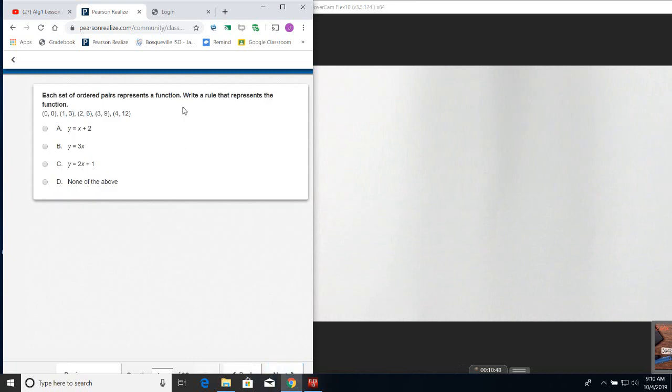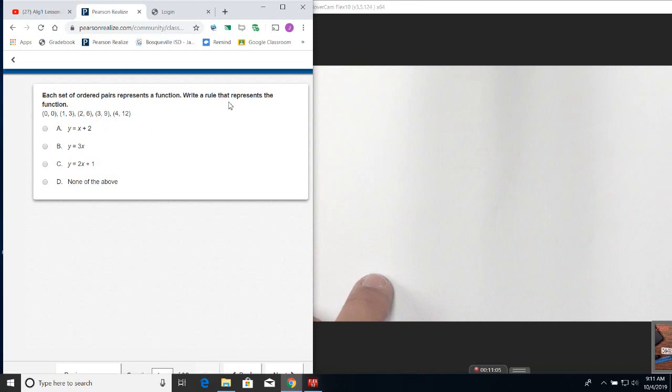Each set of ordered pairs represents a function. Write a rule that represents the function. So this is a function, right? Look, my x is 0, 1, 2, 3, 4. All my x's are different, so it's definitely going to be a function. Okay, so all I have to do is find a function rule that represents that.